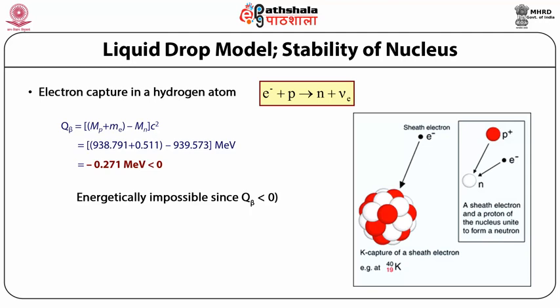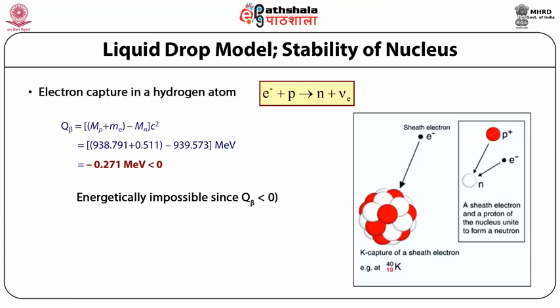Electron capture in hydrogen atom. In the case of electron capture, Q beta comes out to be again negative, that is less than 0. So electron capture by a proton is energetically impossible. It means if we have a lone proton, it does not capture the electron and get converted into a neutron. This is not possible. So it simply means that the hydrogen nucleus alone can exist and survive.